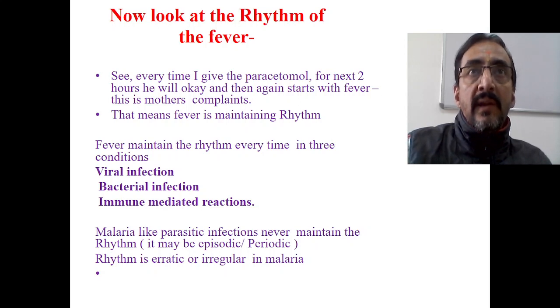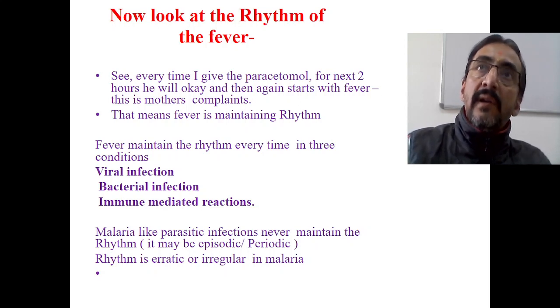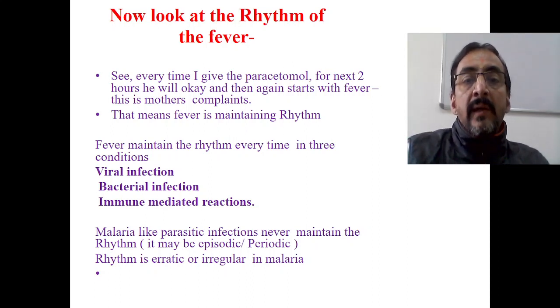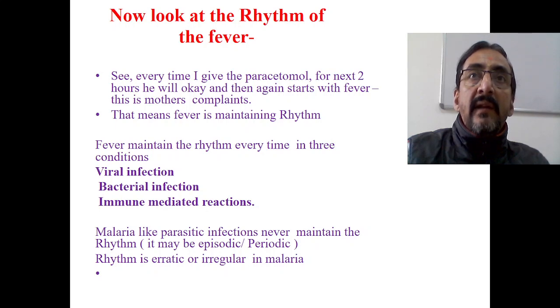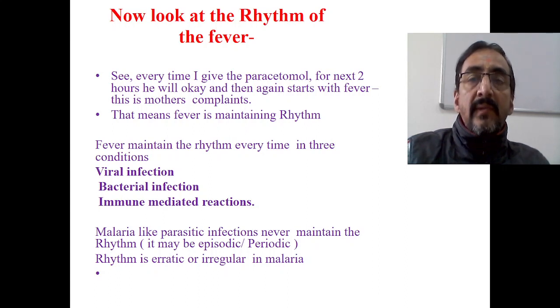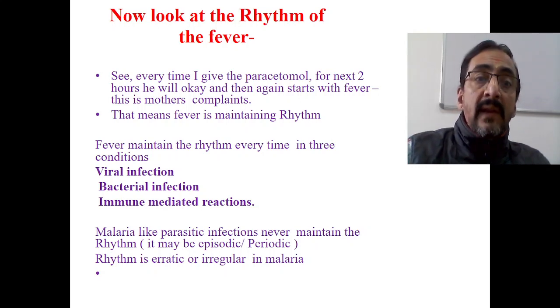If the mother is complaining like this, that suggests that this particular fever is maintaining one particular rhythm. The fever is coming every 2 hours, every 3 hours or 4 hours. A fever which maintains the rhythm every time is possible in 3 important conditions. You should be very careful. Number 1, viral infections. In viral infections, most of the time fever comes in rhythm. Once you give the antipyretic, the fever comes down, again the fever starts after 2 hours, and every time the same thing happens. So this is called the rhythm of the fever. Similarly, in bacterial infections also, fever comes in rhythm. And even in immune mediated reactions or immunological fevers, the fever comes in rhythm.